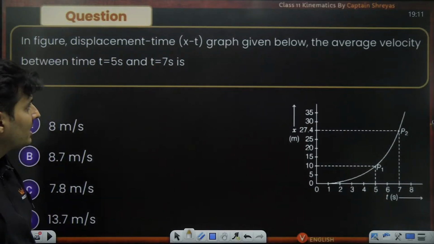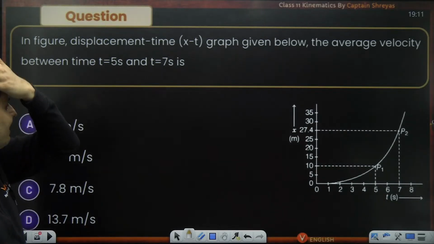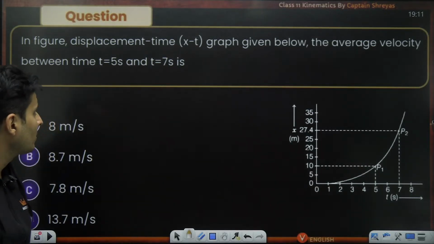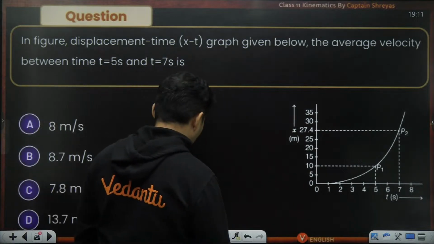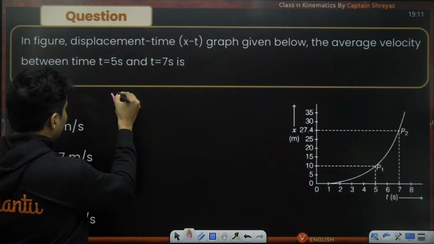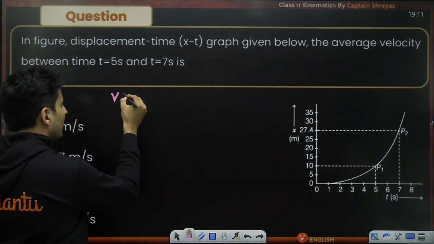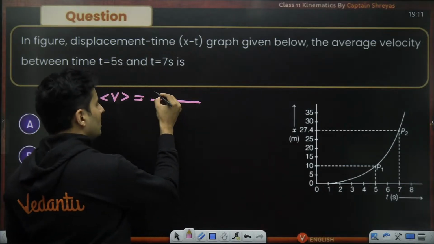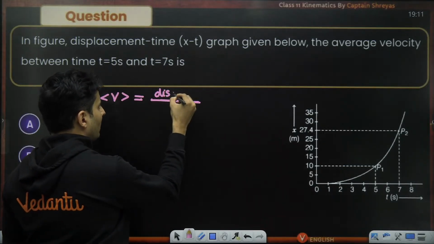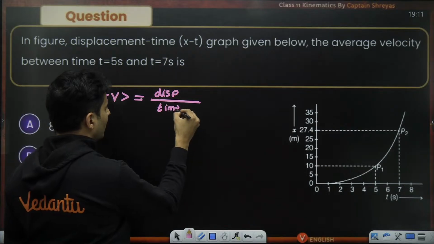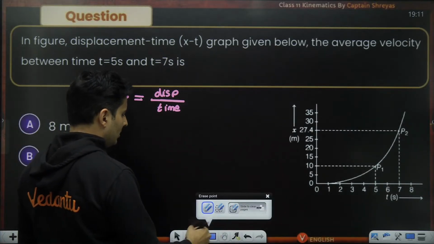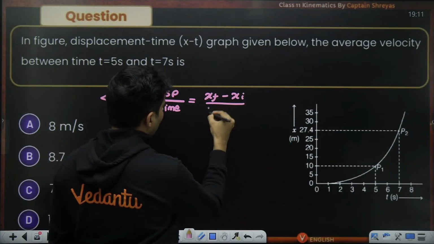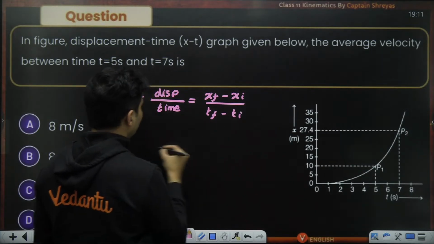Let's do this. The displacement graph is given. The average velocity is asked between 5 and 7, not instantaneous. They have asked average. Let's try and recollect the definition of average velocity. What is the definition of average velocity in one dimension motion? Displacement by time, and displacement is change in position. That means final minus initial, and the time also, final time minus initial time.